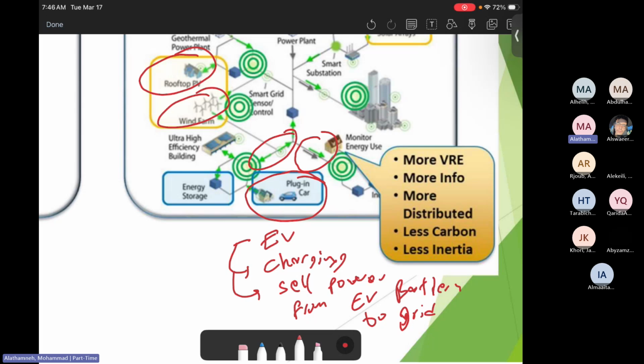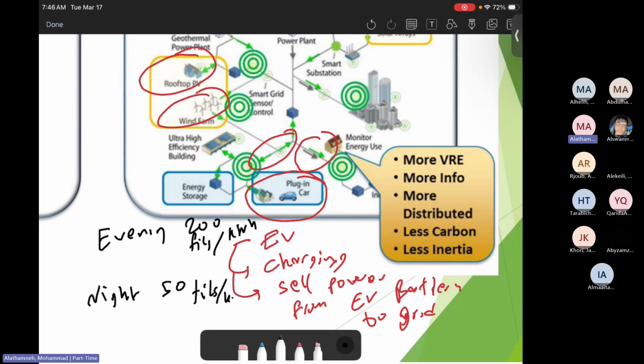And during the night, the energy prices go down. So, for example, during the evening, the energy prices can be, as an example, 20 or 200 fills per kilowatt hour, while during the night it is 50 fills per kilowatt hour.